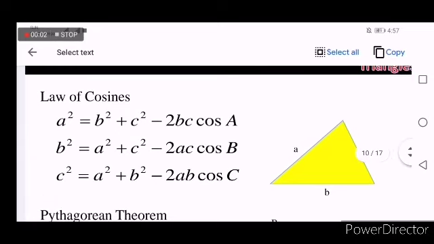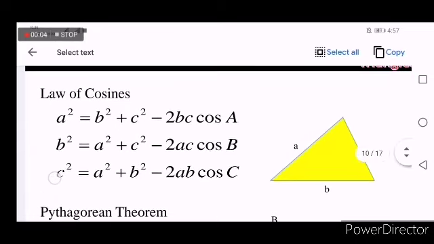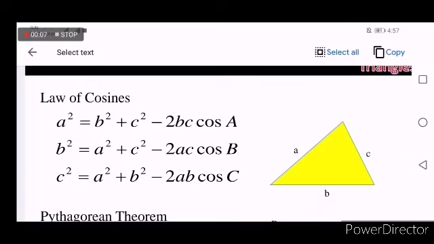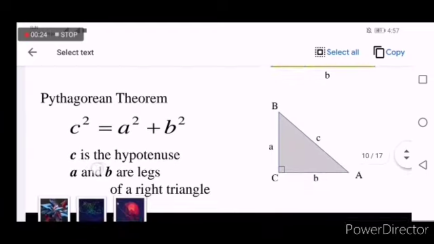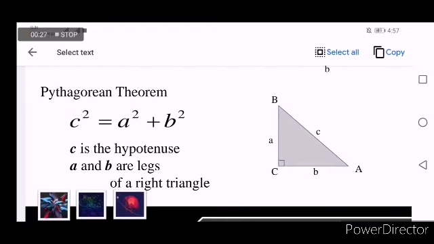If you still remember your trigonometry subject, then this is called the law of cosines. Here, if there is a missing third side and the given are two sides and an included angle, then you can use this formula, the law of cosines. And the most famous formula, the Pythagorean theorem, is being used whenever one of the sides of the right triangle is missing.